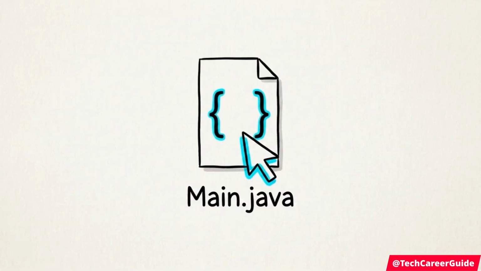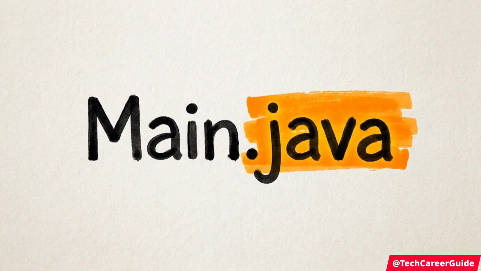The first step is to create a blank text file. We will name it main.java. That .java extension at the end is mandatory. It tells the computer that the file contains Java instructions.